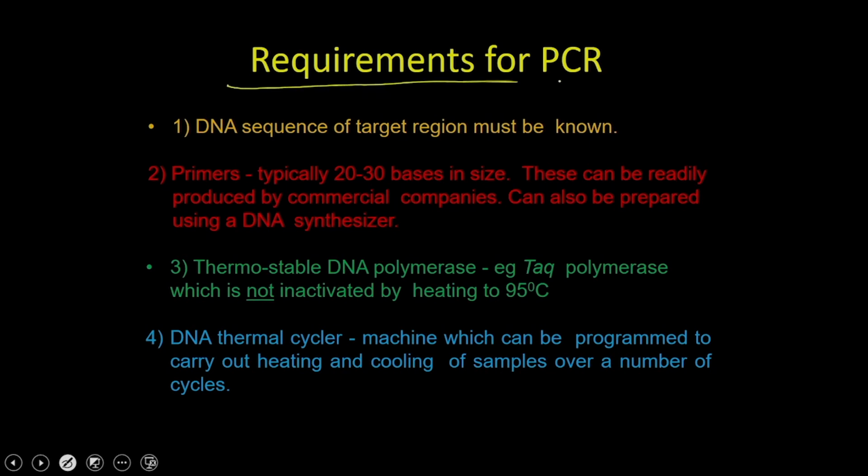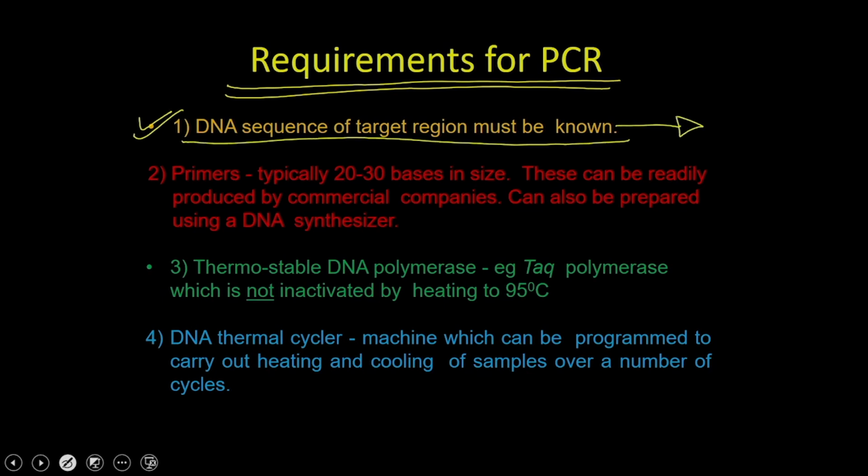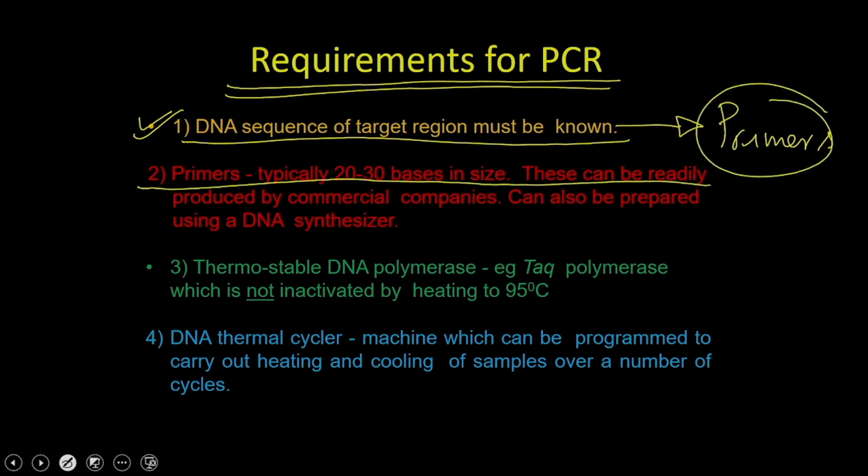There are requirements for the PCR. Before you start the PCR, you should know all this, and only then will you be able to do the PCR. What are these requirements? The first requirement is that you should know the DNA sequence of the target DNA, because if you do not know it, you will not be able to synthesize the primers. This information is required to synthesize the primers, which are complementary sequences to your target DNA.